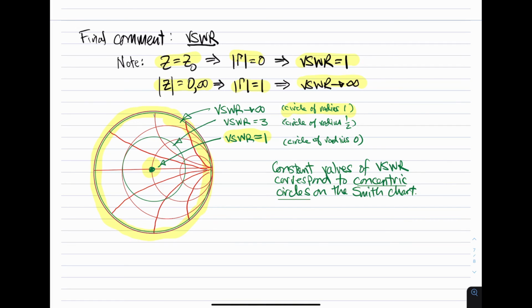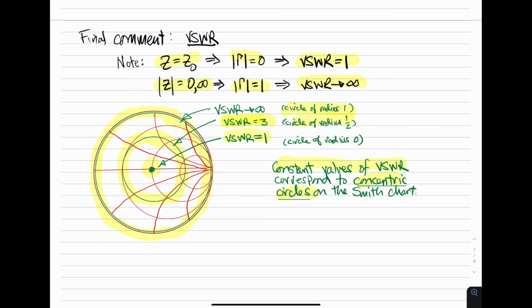Now from this you could infer, and you'd be correct, that all other values of the voltage standing wave ratio correspond to circles. And in fact, you're right. For example, a voltage standing wave ratio of 3 is a circle of radius 1/2. So here is the locus of all impedances which give you a voltage standing wave ratio of 3 with respect to the characteristic impedance. So constant values of voltage standing wave ratio correspond to concentric circles on the Smith chart, ranging from 1 at the center to infinity at the boundary of the unit circle.